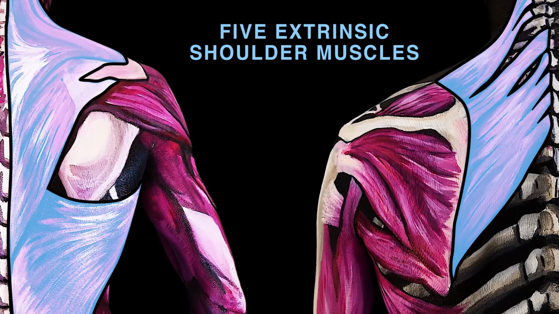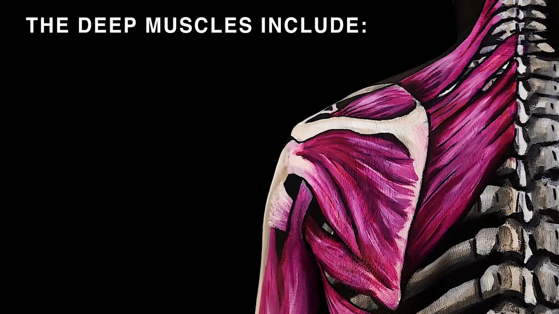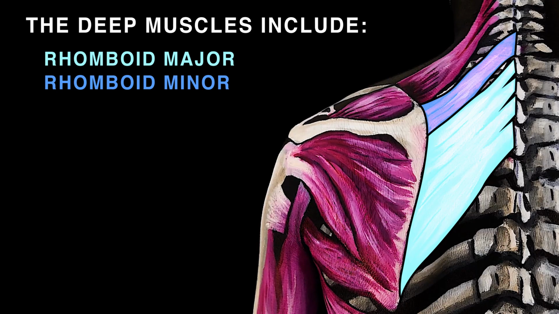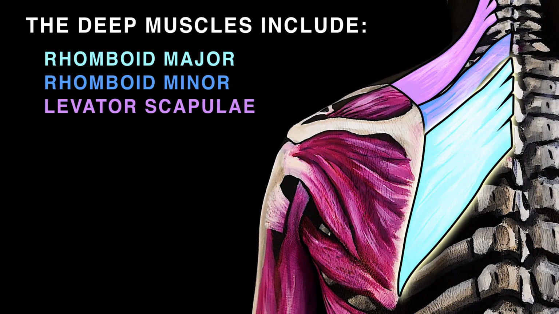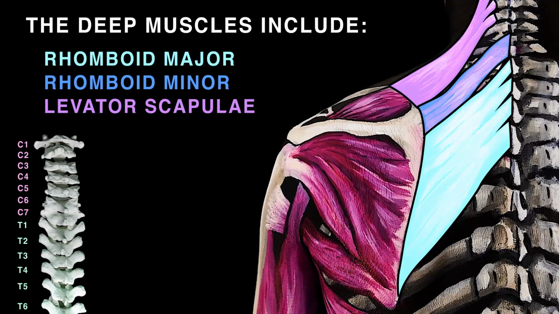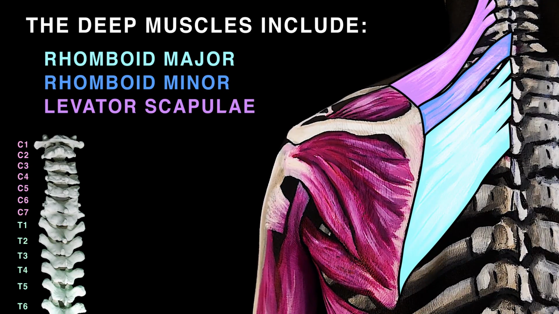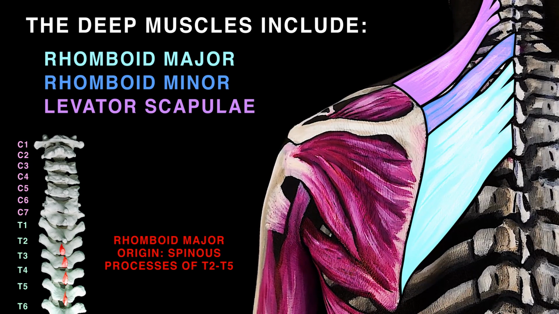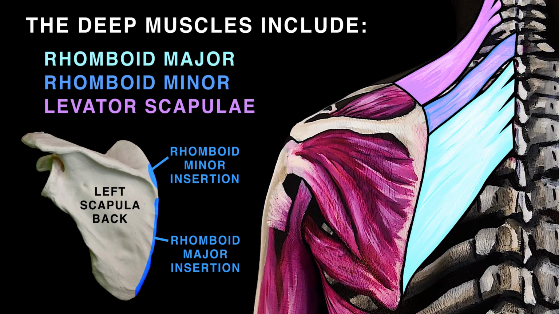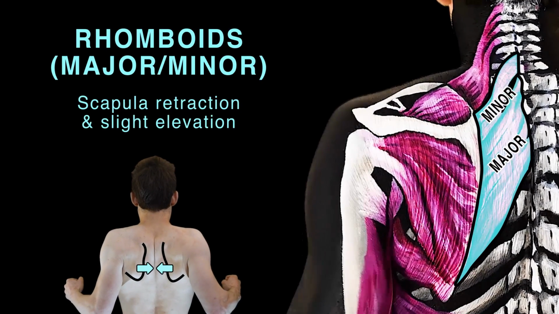The extrinsic shoulder muscles can be organized into 2 layers, deep and superficial. The deep muscles include the rhomboid major and minor, as well as the levator scapulae. The rhomboid minor is above the rhomboid major. Rhomboid minor originates from the spinous processes of C7 to T1. Rhomboid major originates from the spinous processes of T2 to T5 vertebrae. Both rhomboids attach to the medial border of the scapula. Both rhomboids serve to retract and rotate the scapula.